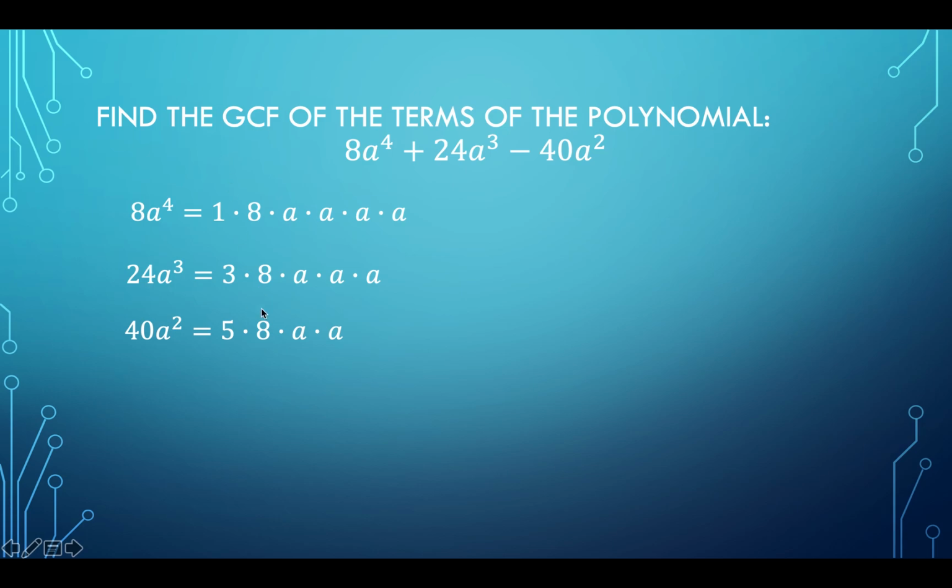8 is in each of them. And then we have a's in each, but what's the greatest number of a's we have? 2, because we can't do more than 2 because this one has 3, this one has 4, but this one down here only has 2. So our greatest common factor is 8 times a times a. So our greatest common factor is 8a squared.